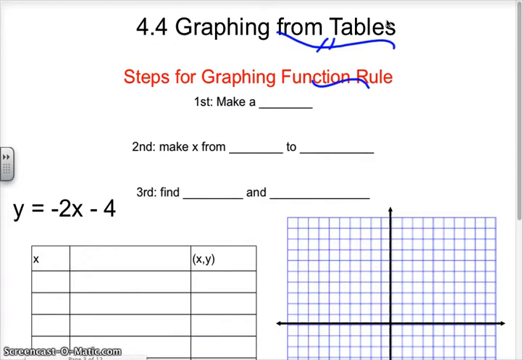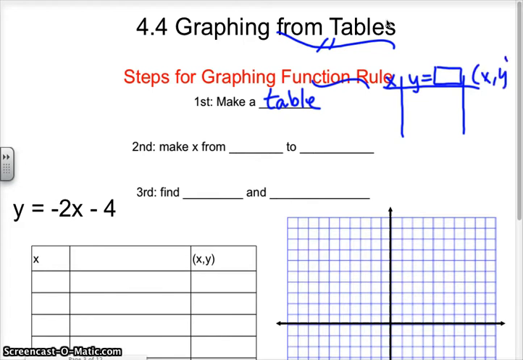The first thing you want to do is make a table. That's the first thing you want to do. And I like to make my tables into 3 columns: x, and this is going to be y equals something to do with x, and then I have my point (x, y). That's how my tables look.